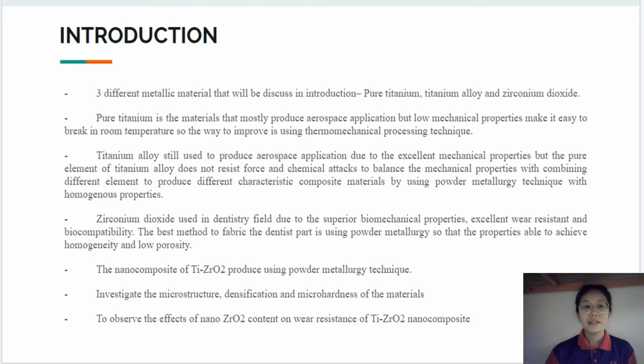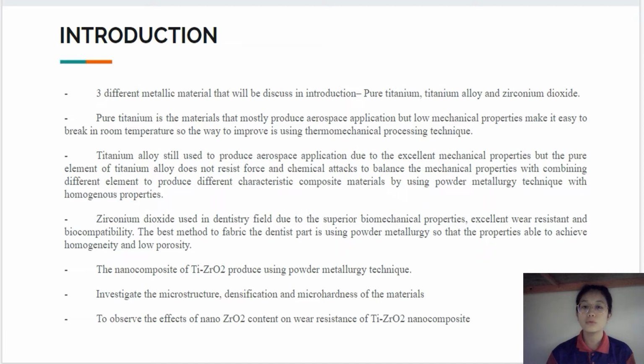For the introduction part, three different metallic materials will be discussed: pure titanium, titanium alloy, and zirconium dioxide. Pure titanium is a material mostly used in aerospace applications, same as titanium alloy. But the mechanical properties were low, so thermomechanical processing techniques are used to improve them. Pure titanium alloy does not resist force and chemical attack. To balance this, the powder metallurgy technique is used to produce composite materials with different characteristics.